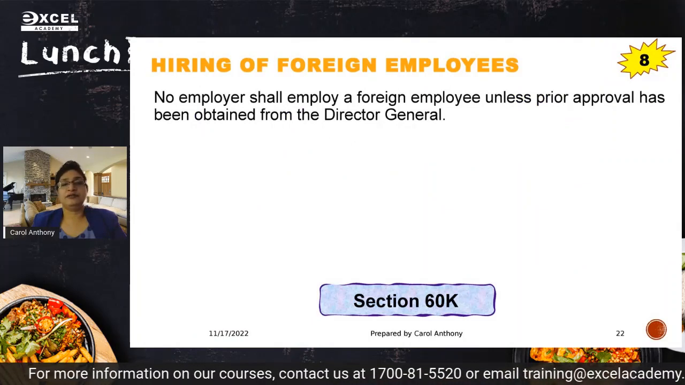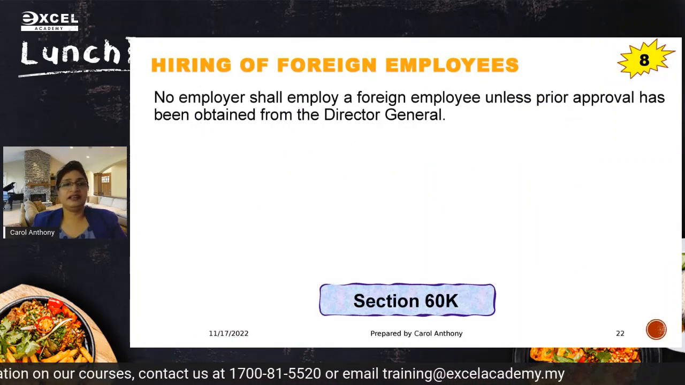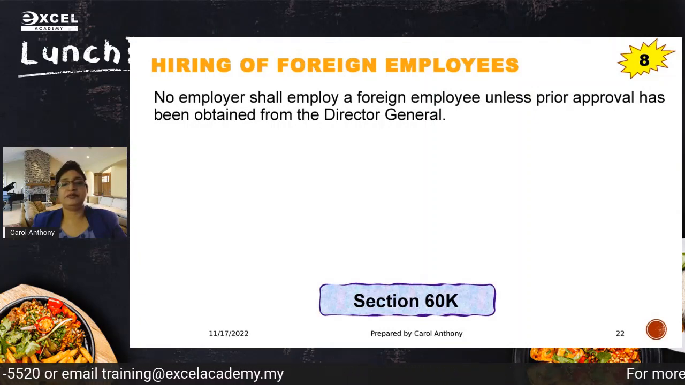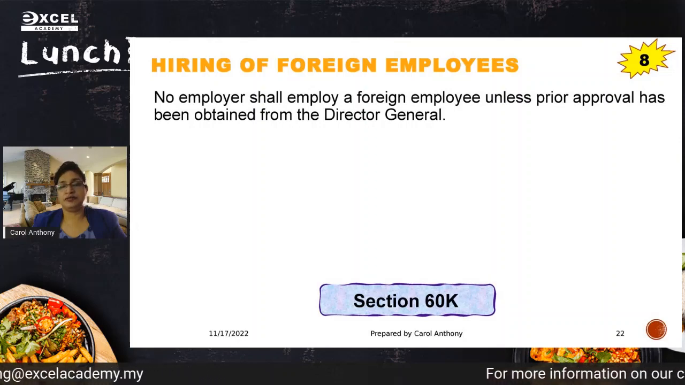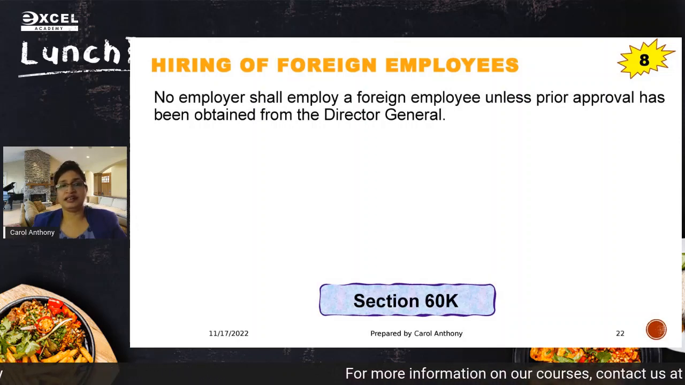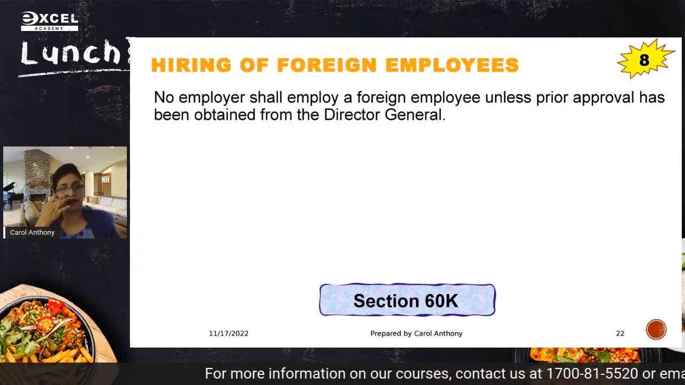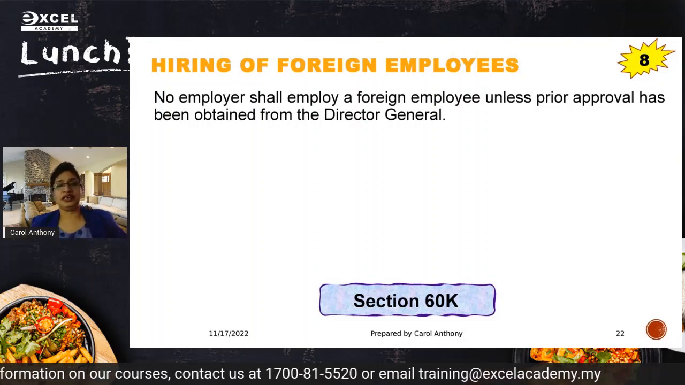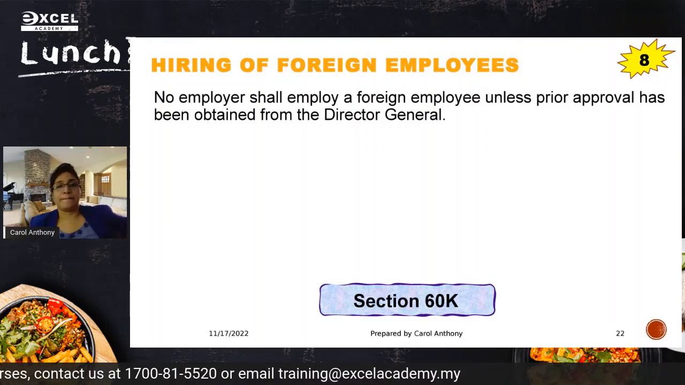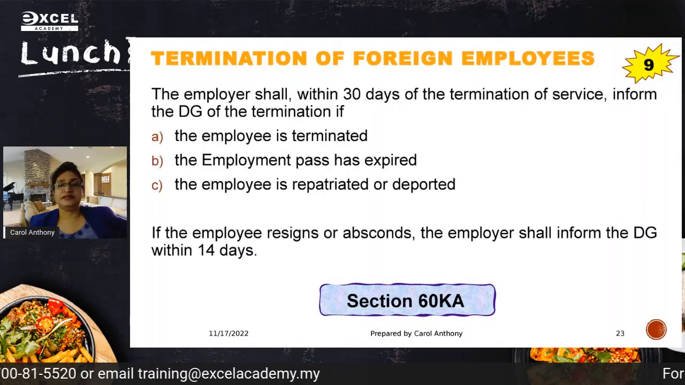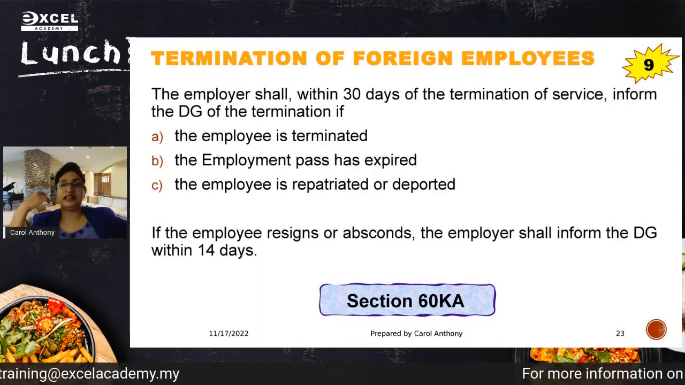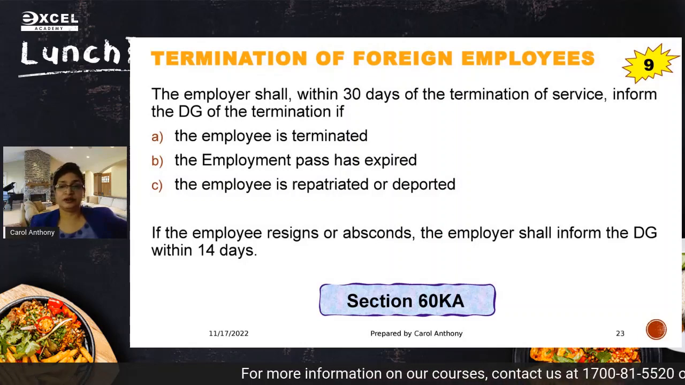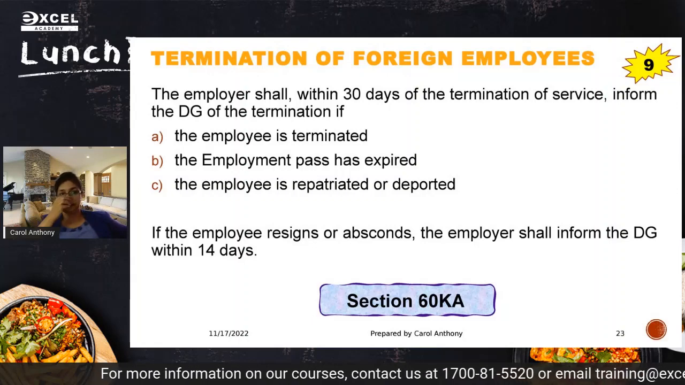Next one is hiring of foreign workers, section 60K. No employer shall employ a foreign employee unless prior approval has been obtained from the Director General of Labour. So they need to put in their application on foreign worker employment. Once approved, then only they can proceed to employ, right? It's very straightforward. All the other rules and regulations, you need to go deeply to see how the application process is. So today I'm not covering that, right?